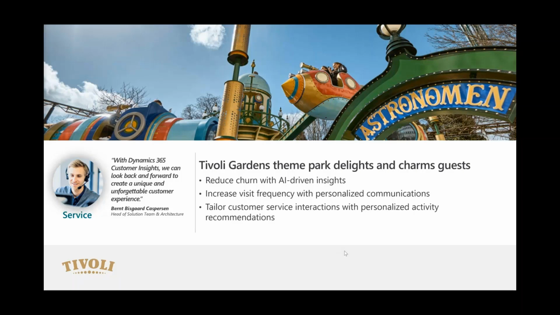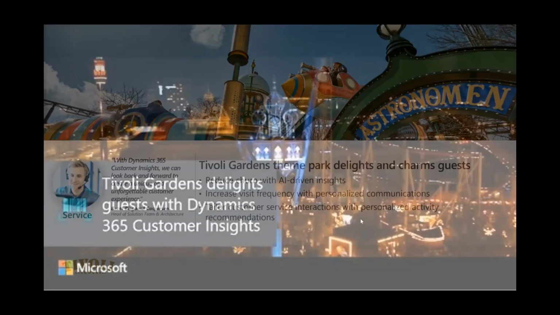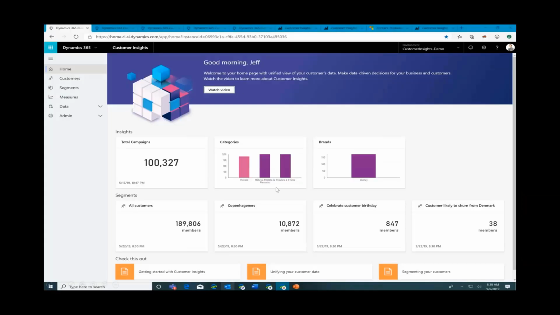So this was one of our initial deployments. Then here's some information about that project that I wanted to share with all of you. Right. This is what their dashboard looked like. They had some queries that they had about 189,000 members.